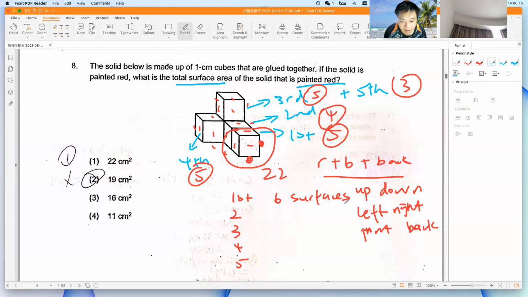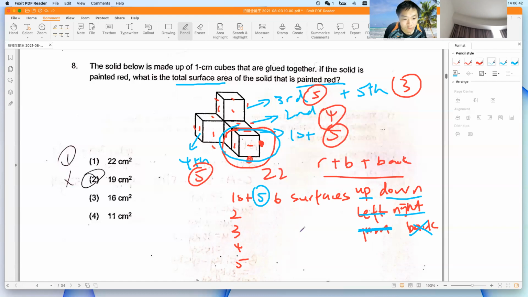So let me just take this as an example. Front is painted red. The back is not painted red, so no. Left, painted red. Right, good. Top, up, yes. Down, yes. So therefore you get 5.